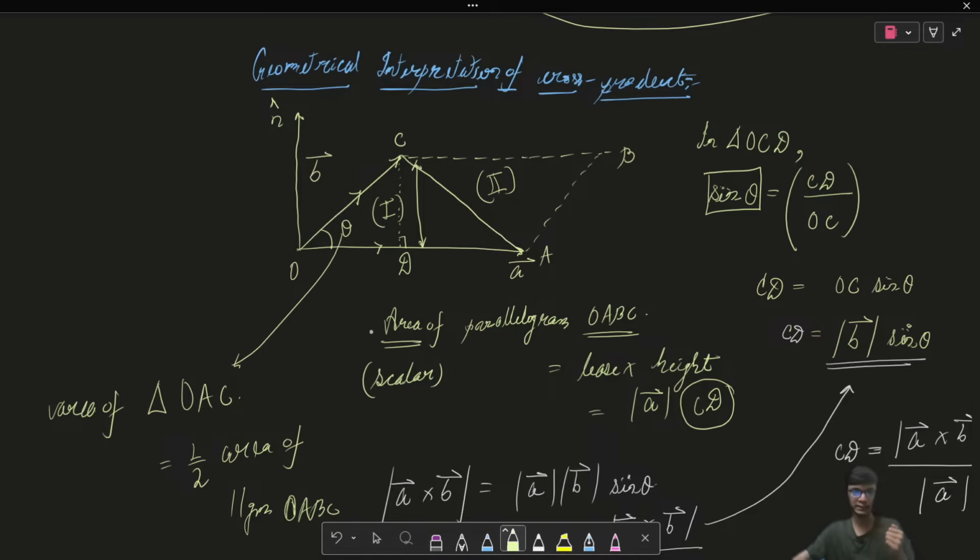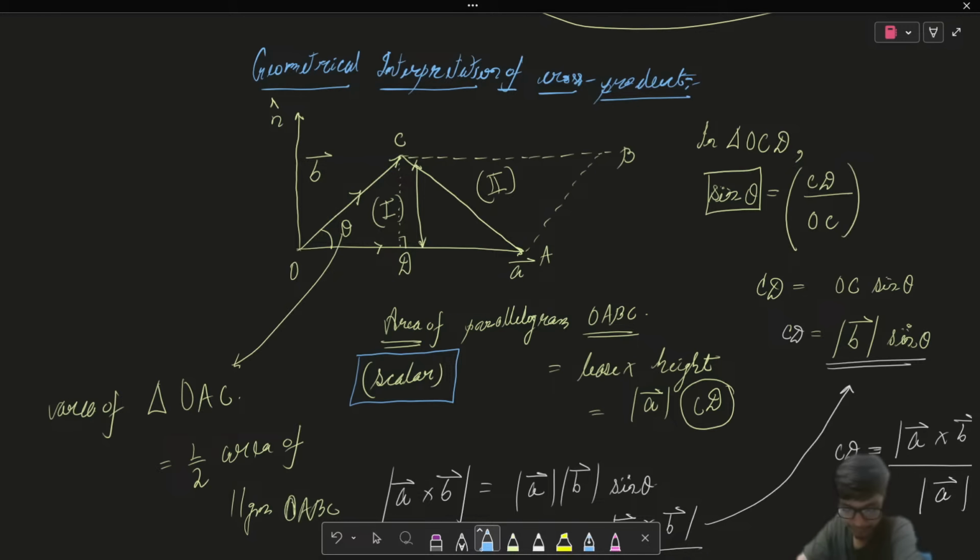So if I just do the A cross B and do not take the mod of it, it will give me the area vector. However, in general results, we are more interested to find out the scalar value or the magnitude of the area of the parallelogram. I hope this is clear to all of you.